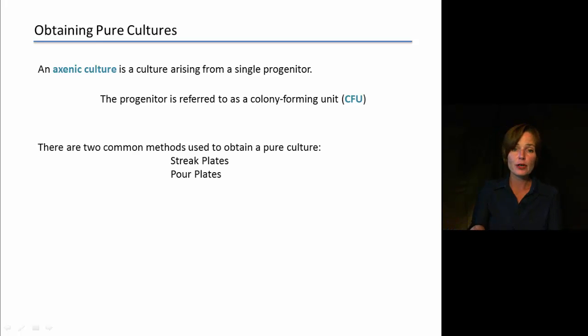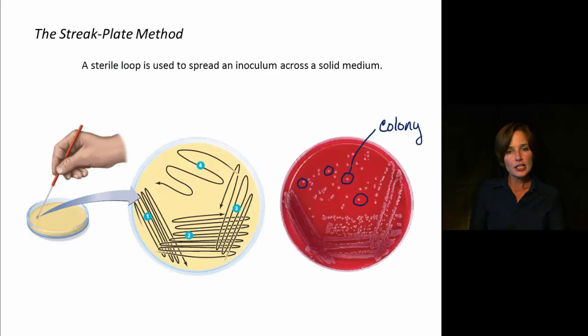We have two different methods that are commonly used to obtain a pure culture. This is the streak plate method and then also the pour plate method. If we look at the streak plate method first, the streak plate method is going to use a sterile loop. So this is just a plastic or a metal instrument that is basically dipped into some type of culture to obtain an inoculum from there. And then what we're going to do is take that and carefully smear it on the surface of a Petri plate.